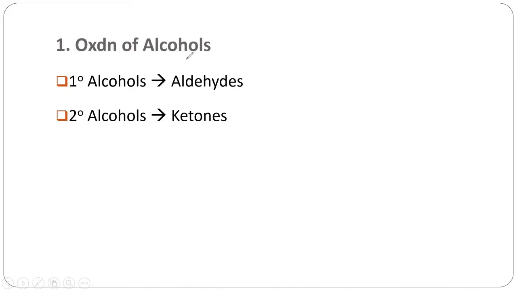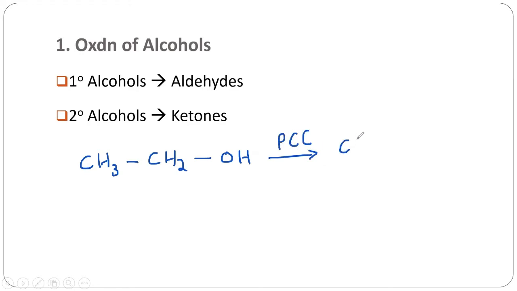Primary alcohols on oxidation will give aldehydes. So, an example would be ethanol, CH3CH2OH. And here we need a very mild oxidizing agent, for example, pyridinium chlorochromate. And the product would be an aldehyde.